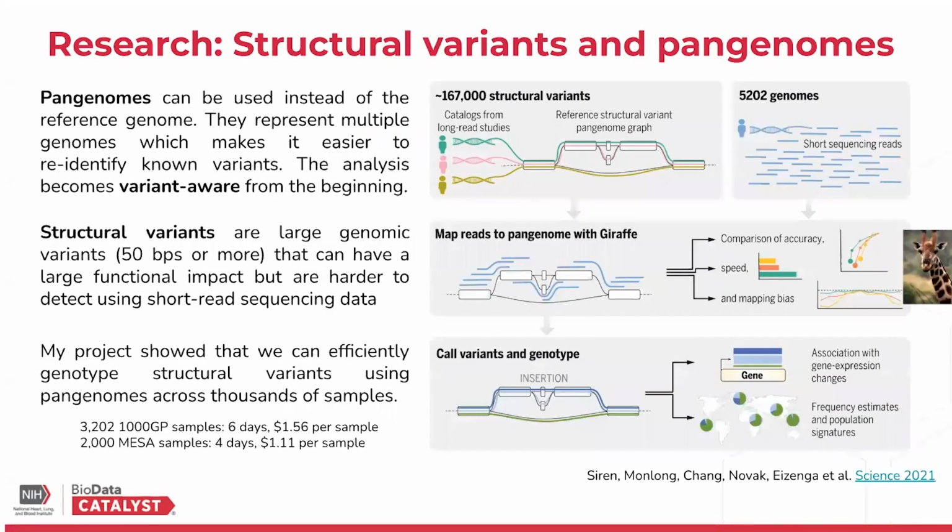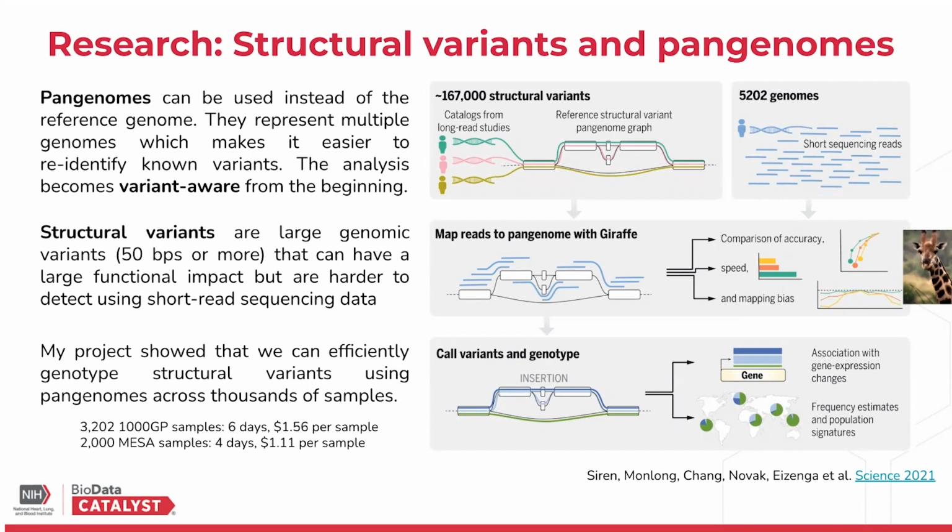So my BDC project was part of a bigger effort to improve and showcase pangenomics, which is in our case the use of a better reference genome. It's where we integrate right from the start information about other genomes, hence the term pangenome. I made a pangenome that contains some of the most challenging genomic variants, the structural variants, the bigger and more complex ones. And I used that pangenome to genotype them from short-read sequencing data.